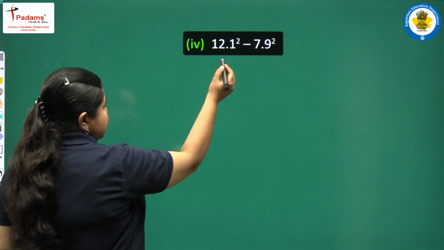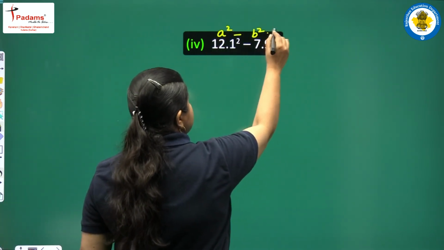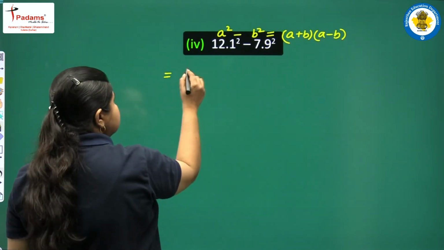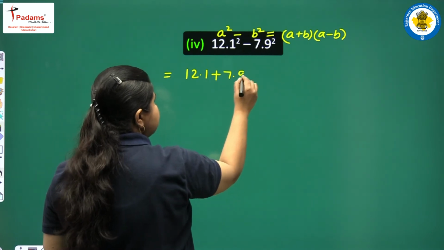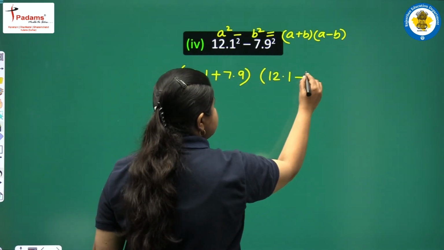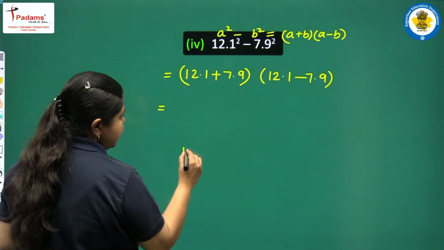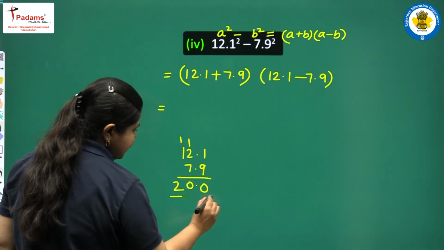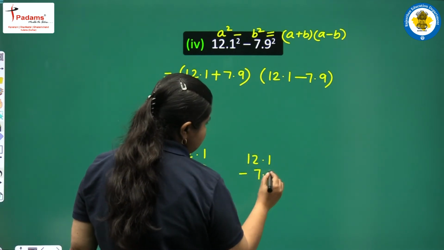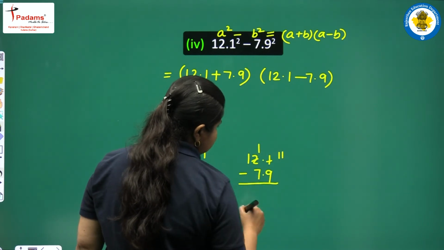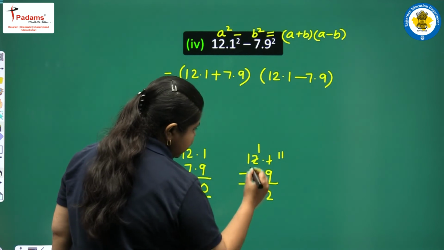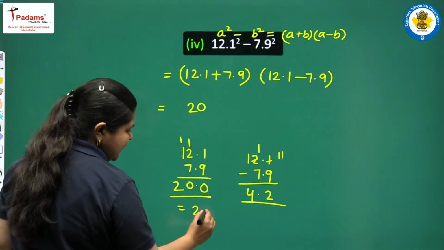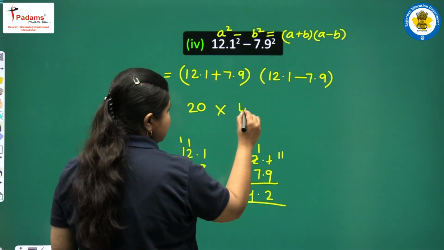Next we have, this is another form of a square minus b square, which is represented by a plus b into a minus b. So we write here 12.1 plus 7.9 into 12.1 minus 7.9. इनको आप ऐड करके देख लीजिए, 12.1 7.9, 10, 1 carry, 20.0, और सब्ट्रैक्ट करके भी देख लीजिए. Here we have 11, here we will have 1, 11 minus 9 it's 2, 11 minus 7 it's 4, 4.2. So here we get 20, 20.0 is 20 itself, so 20 into here we have 4.2.